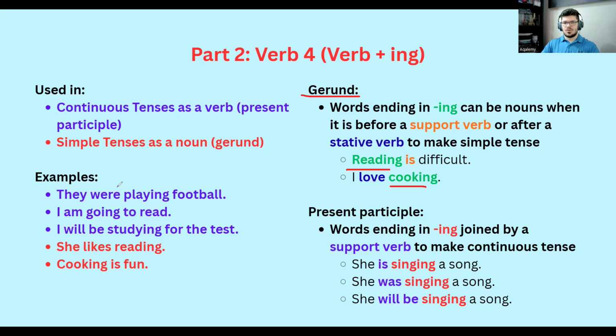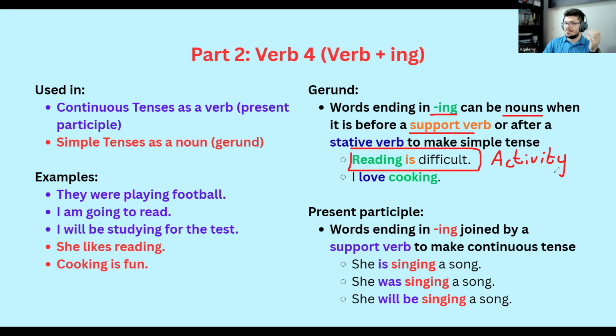Let's read the sentence. Words ending in ing can be nouns when it is before a support verb. Look at this combination. Reading is difficult. Reading cannot be a verb in this sentence because of the position. It must be support verb and then main verb, not main verb and support verb. This combination is wrong. So reading in this situation becomes an activity, not an action. Okay, be careful.